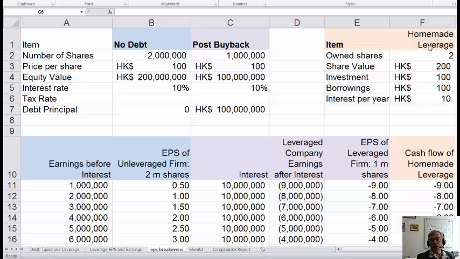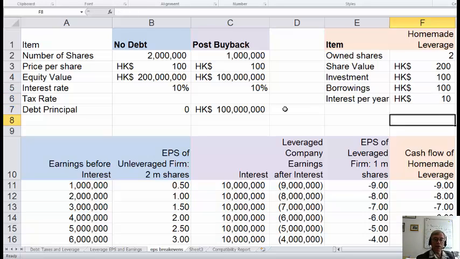Going back to our spreadsheet, we have a column here called homemade leverage. This is the synthesizing of leverage by the shareholder if the company wishes to remain unleveraged. Remember that the company originally had 2 million shares outstanding, a price per share of $100 for an equity value of 200 million. Now let's say that instead of owning one share, the investor decided to own 2 shares, but he only had $100. So if he borrowed $100, he could buy the second share and then have share value of $200, but he'd have to make interest payments per year of $10.